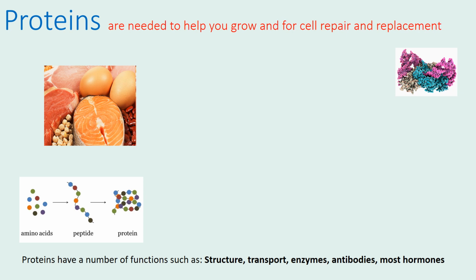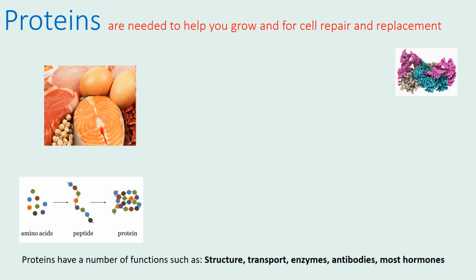Okay, so proteins. Proteins are really important because they are what help us grow. So when you are between 0 and 18, you're obviously growing. You need protein in order to do that. You need it to repair cells with damage to cells and also replace them. So when we're doing the topic on cell division, that would involve a lot of protein. You need a lot of protein in order to make new cells.